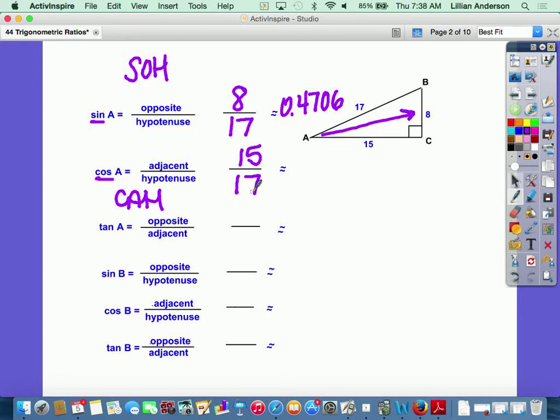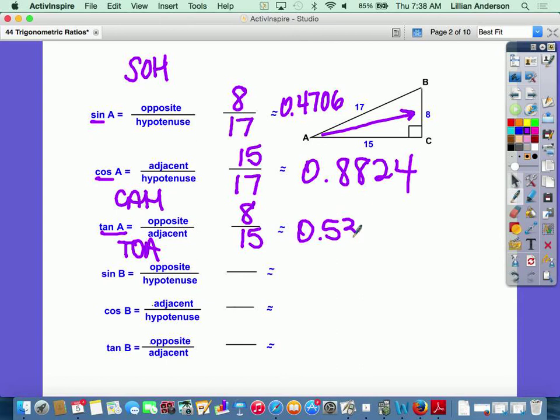That doesn't reduce down, and then 0.8824 would be that ratio as a decimal. Lastly, tangent, that's the TOA in SOHCAHTOA. Tangent is opposite over adjacent. My opposite side is 8, my adjacent side is 15. Okay, that doesn't reduce down, and this is 0.5333.